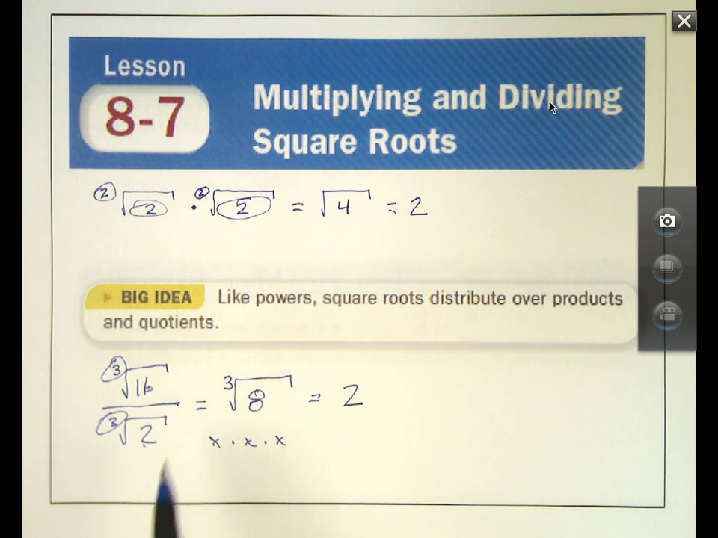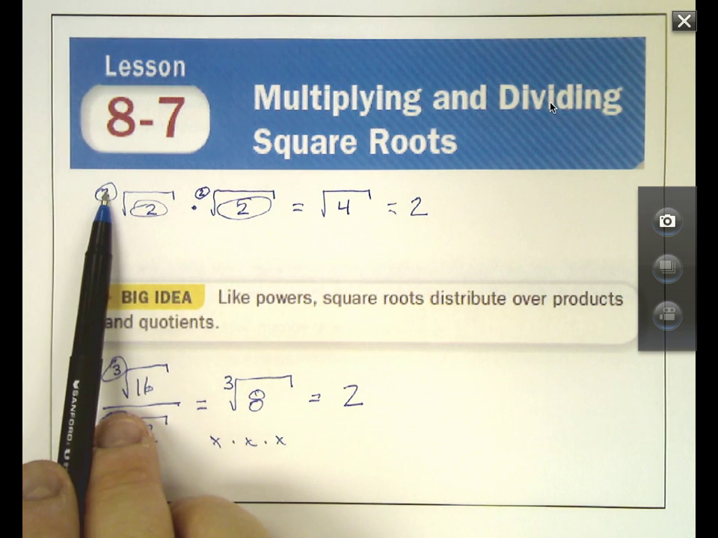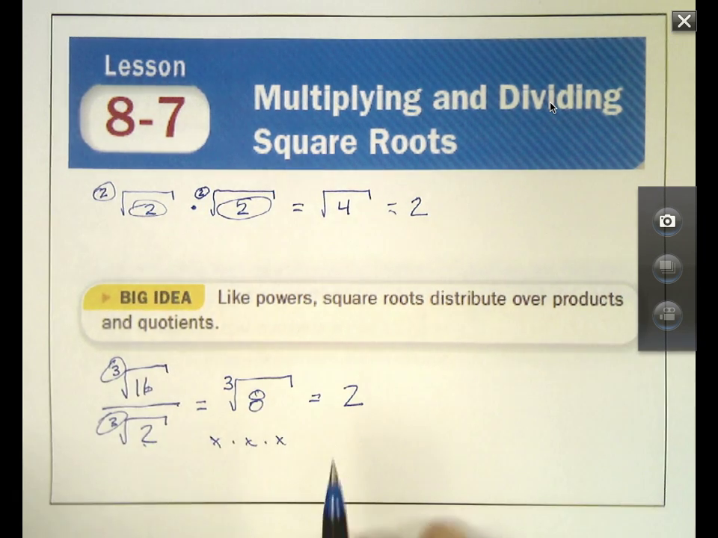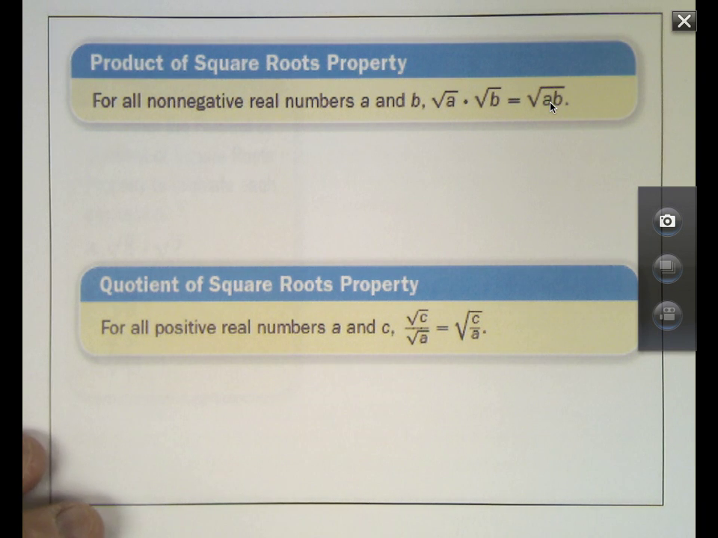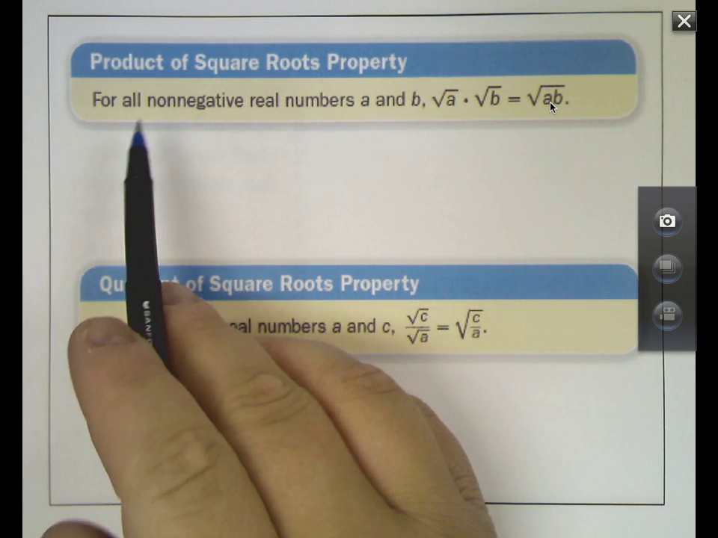Okay? So the big important thing I need you to know is the indexes have to be the same, whether it's the 4th root, the 5th root, so on and so forth. They have to be the same. So, product of the square roots property. Obviously, we're just talking about square roots here. You can use it for cubed roots, 4th roots, 5th roots, etc., etc.